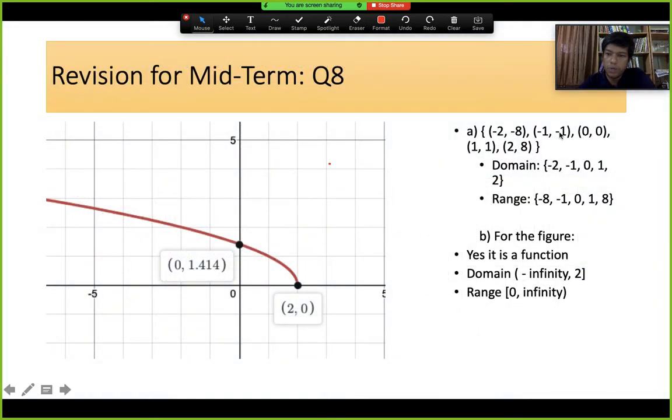For this question, domain and range mean the x values are the domain, the y values are the range. These are sets of numbers, so you can find them this way. For this graph, you can see this is actually a square root function graph, and we don't need the function if the graph is given. So the domain will be from 2 to minus infinity, because it's going to negative infinity. Consider that there is some arrow sign here.